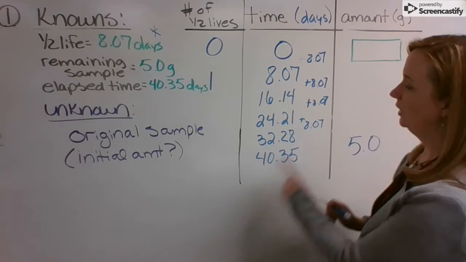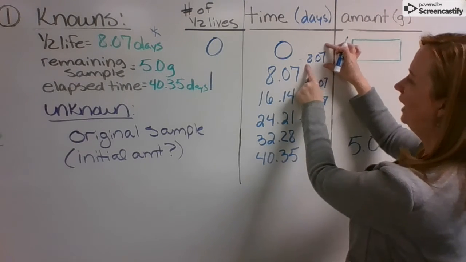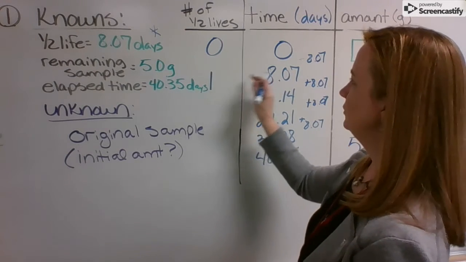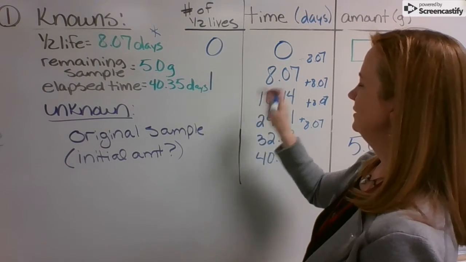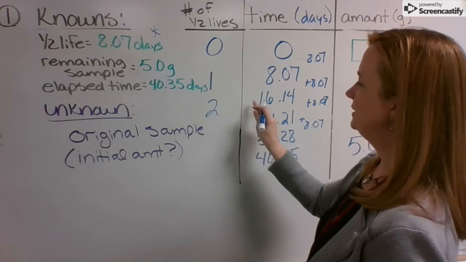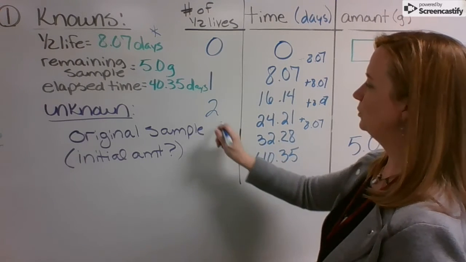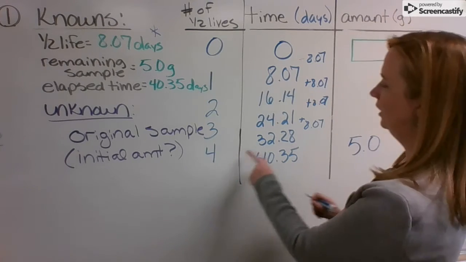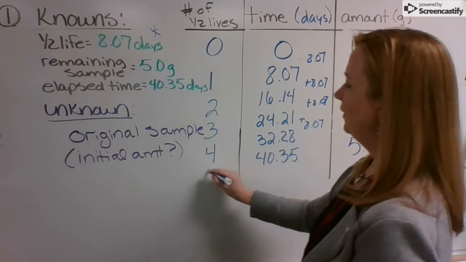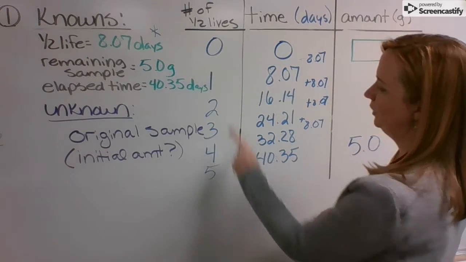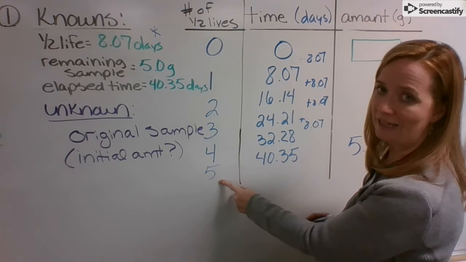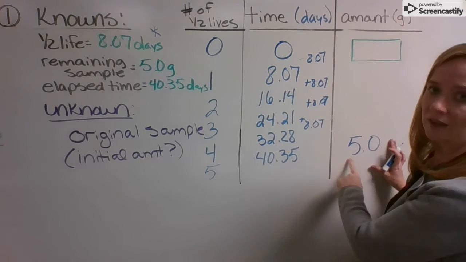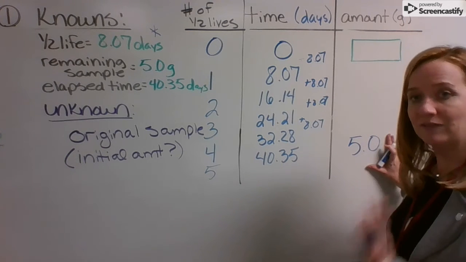So I go back, I have added that half-life for each iteration of half-life, so let's count. After 8 days, it's 1 half-life. 16 days, 2 half-lives. 3 half-lives at 24 days. 4 half-lives to get me to 32. That means this sample underwent 5 half-lives or decayed 5 times. So now I'm going to multiply 5 times.